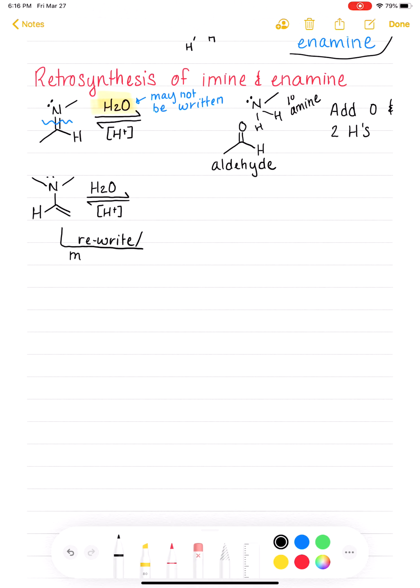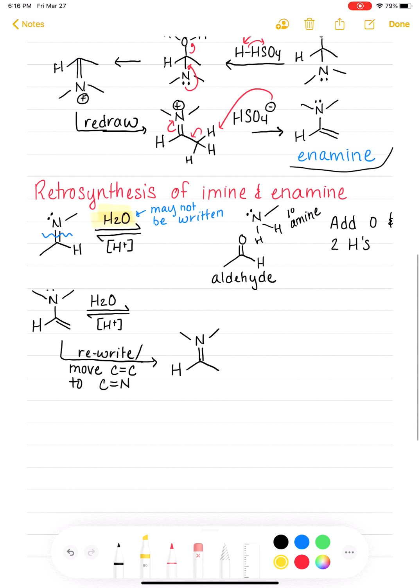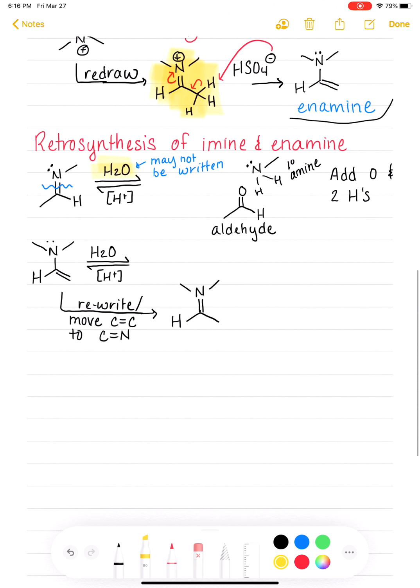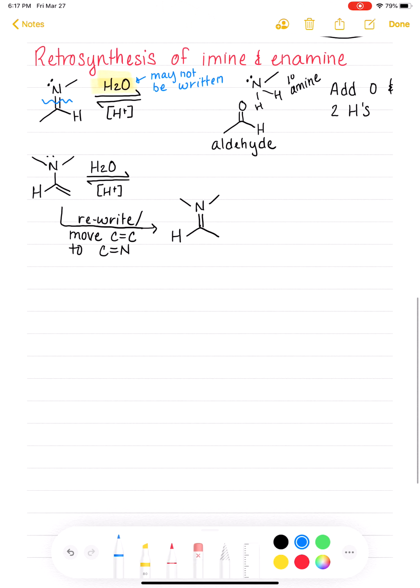And I'm going to move the carbon-carbon double bond to make it a carbon-nitrogen double bond, because my goal is to make this look like an imine. And that's not an invalid move, because if you remember back in the mechanism, that is a thing. That happens in the mechanism. So we've just backed it up one step. And backing it up to this step is going to make it easier for us to make some predictions. So now we can treat it the same way that we treated the imine.